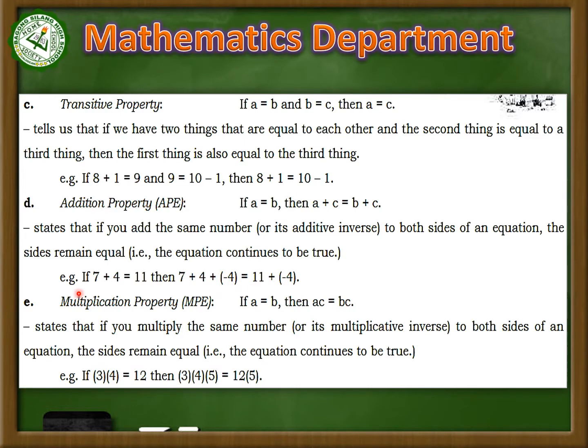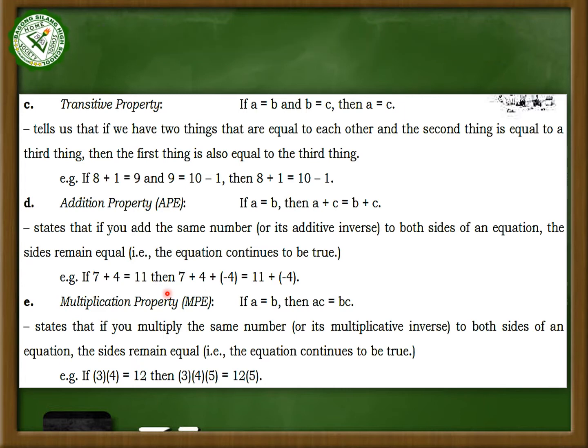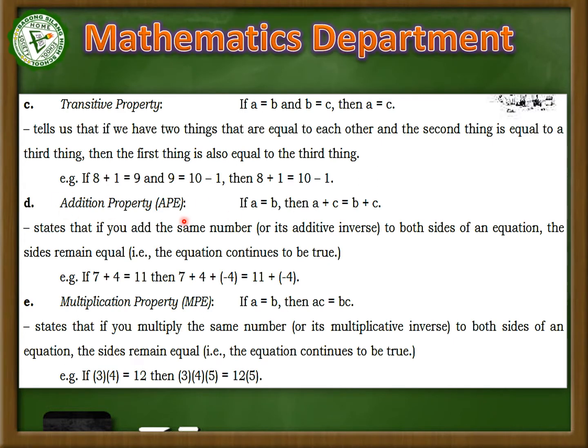The first premise is that the two expressions are equal. So, if you add the same number on the left and right member of the equation, the equation really continues to be true. Okay? So that's the addition property of equality.